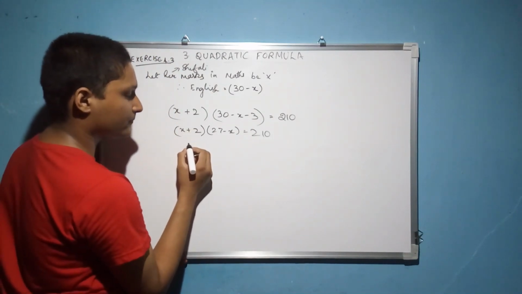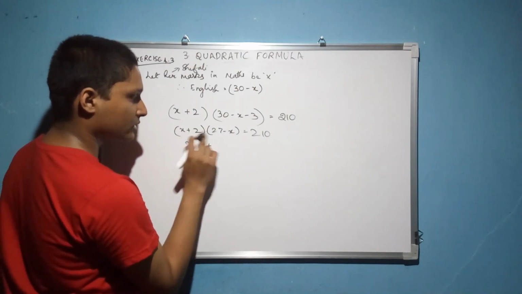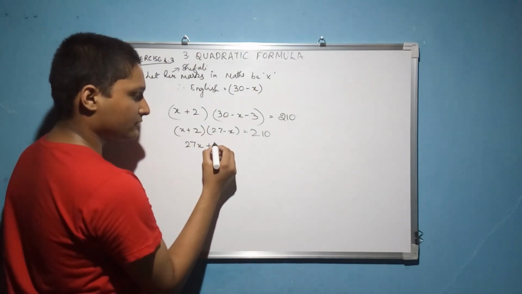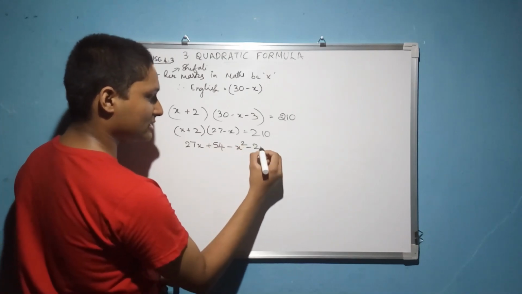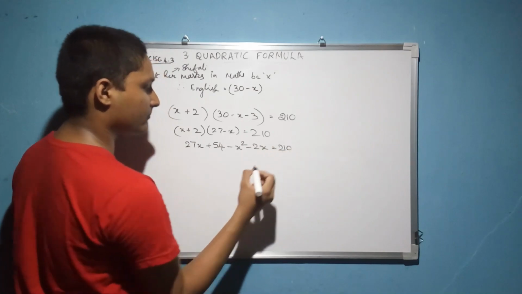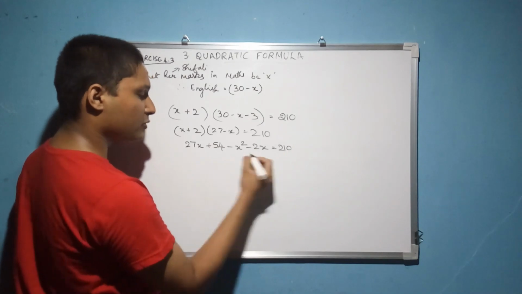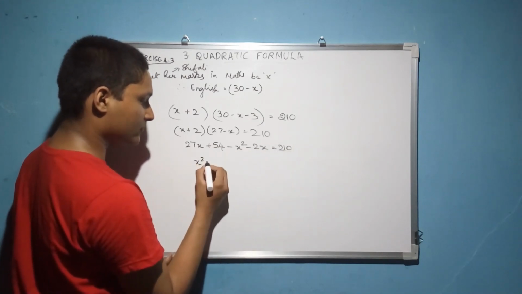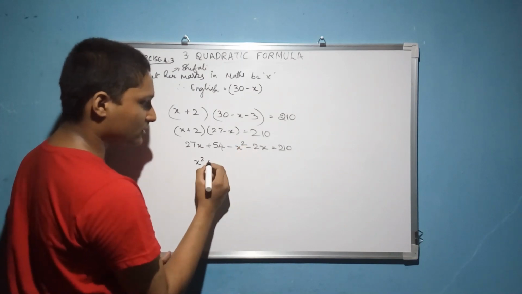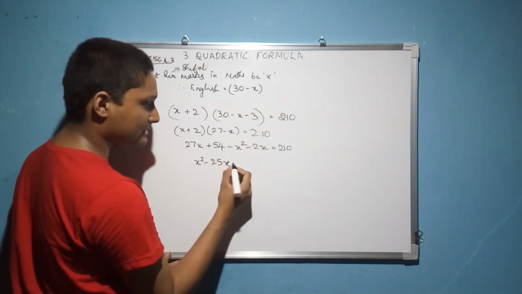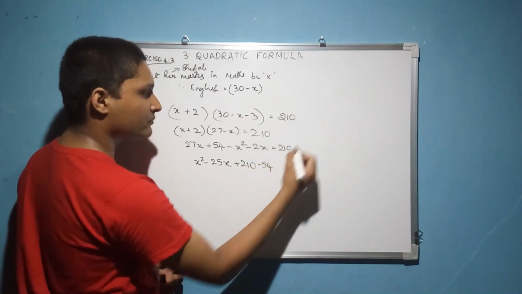So we are going to get 27x plus 2 into 27 is 54. Then you have minus x square, then minus 2x is equal to 210. The next part is just bringing all these things to the right hand side. If you bring that to the right hand side, it becomes x square. Then 27 minus 2 is 25, so it becomes minus 25x. Then you have plus 210 minus 54.